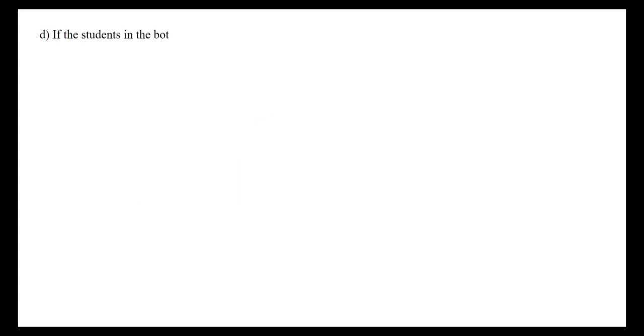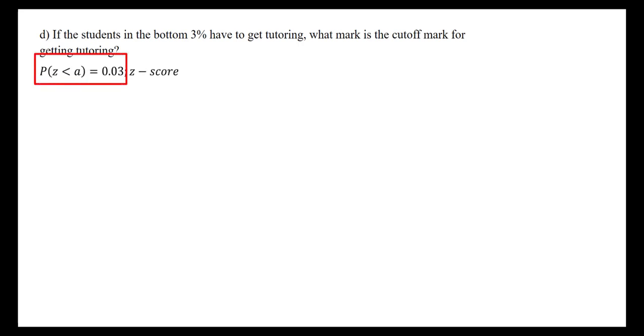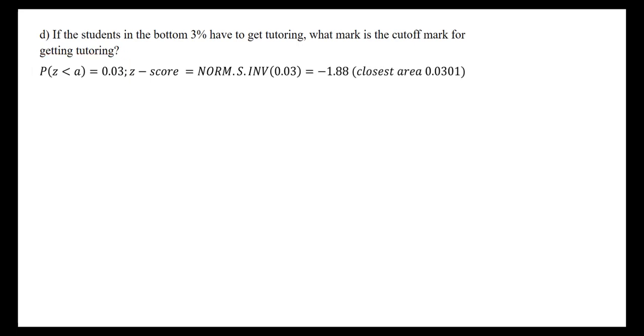Now we're answering the question, if the students in the bottom 3% have to get tutoring, what mark is the cutoff mark for getting tutoring? Now in this case, we have the probability of z less than a to be equal to 0.03. In other words, we have a z-score value that we can call a such that the area below that point is 0.03. To obtain that z-score value in Excel, we simply go to any cell and type that formula, norm.s.inv, and we put the area 0.03.